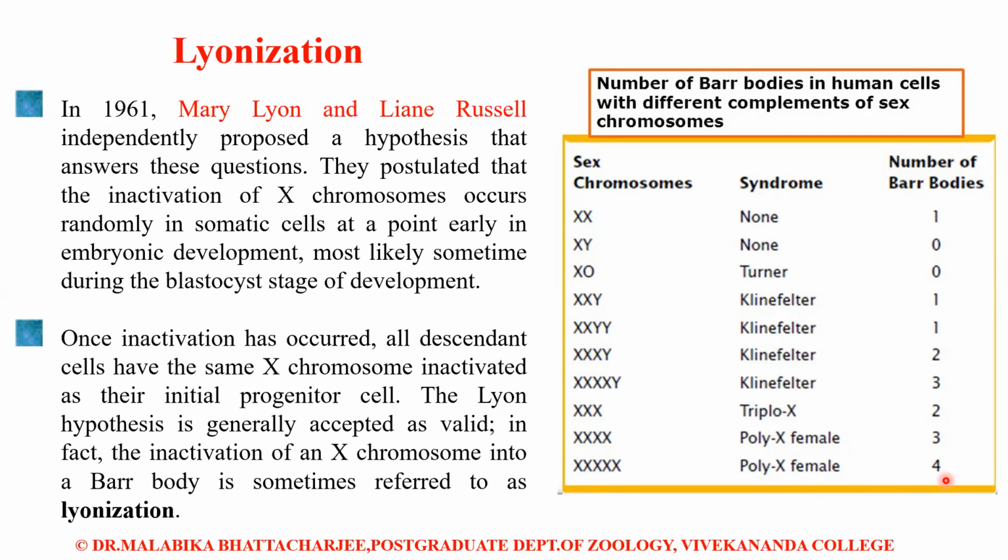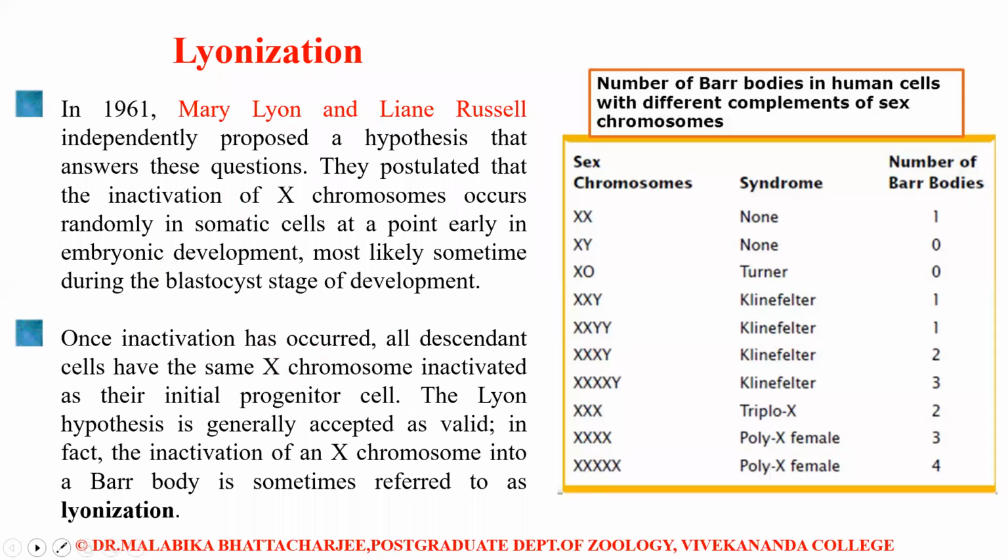And as I said, in 1961, Lyon and Russell proposed that the inactivation of X chromosome occurs randomly, as I said again and again, in somatic cells at a point early in embryonic development, mostly during the blastocyst stage of development. And once this inactivation has occurred, all descendant cells have the same X chromosome.